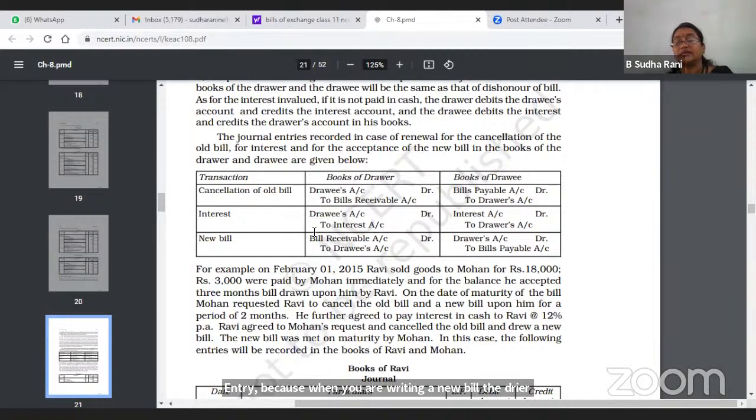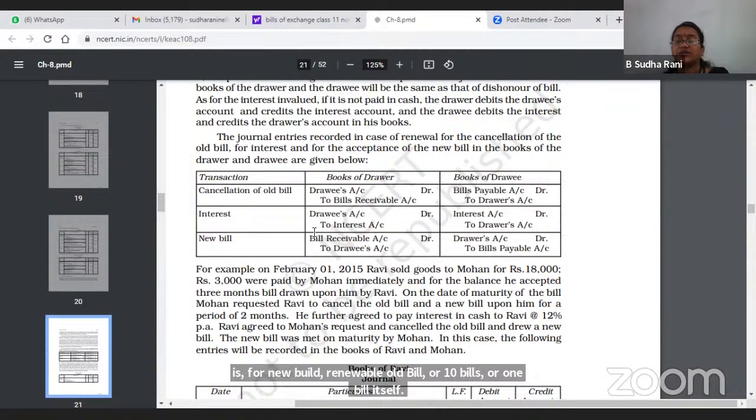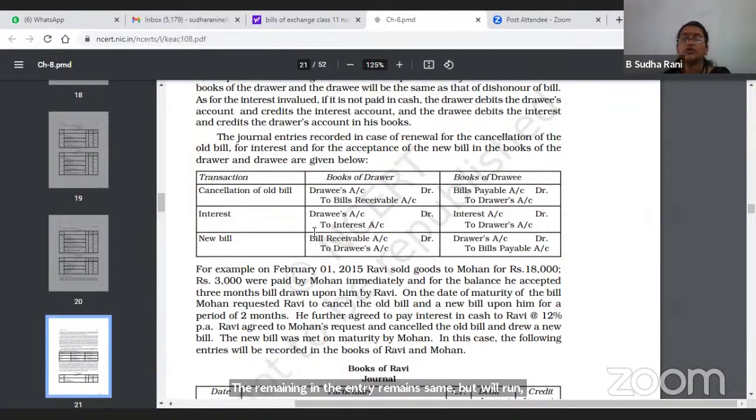So that interest, again here, amount, rate into time. These are to be considered while calculating the interest. And after interest, you need to write the third entry, that is for the new bill. New bill, old bill, or 10 bills or one bill itself. The entry remains the same for bill drawn and acceptance received. That is bills receivable to drawee account. Are you following?